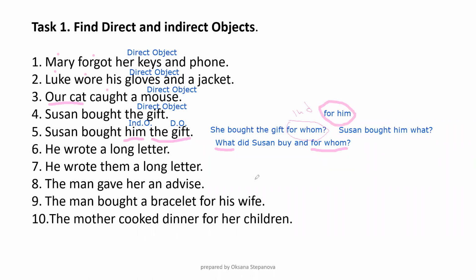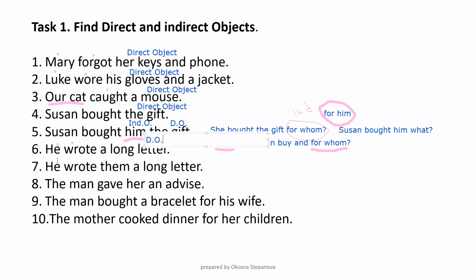This is indirect. Number six, he is a subject, wrote a verb, a long letter. He wrote what? A long letter. No preposition, we cannot put any preposition here. So this is the direct object, right?